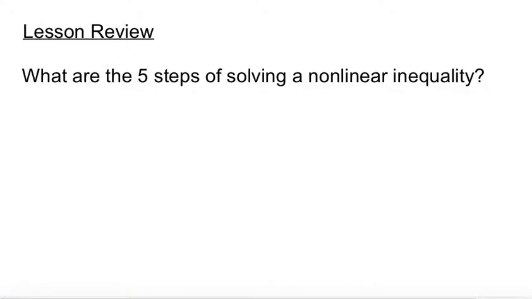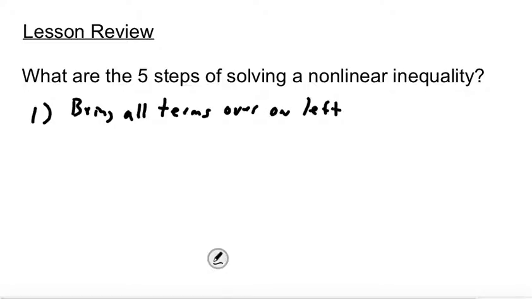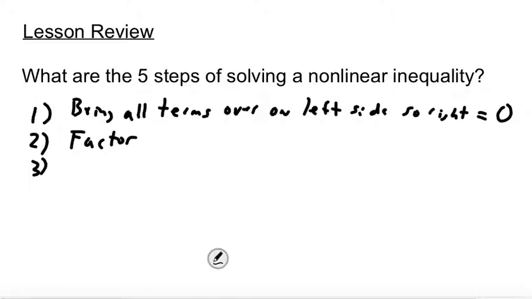All right, so there's 5 steps for solving a nonlinear inequality there, so a quadratic. What you want to do is bring all your terms over on the left side, so the right side equals 0, right? All right, second step here, you want to go ahead and factor. Third step here, you want to find your zeros. So set factors equal 0 and solve for x.